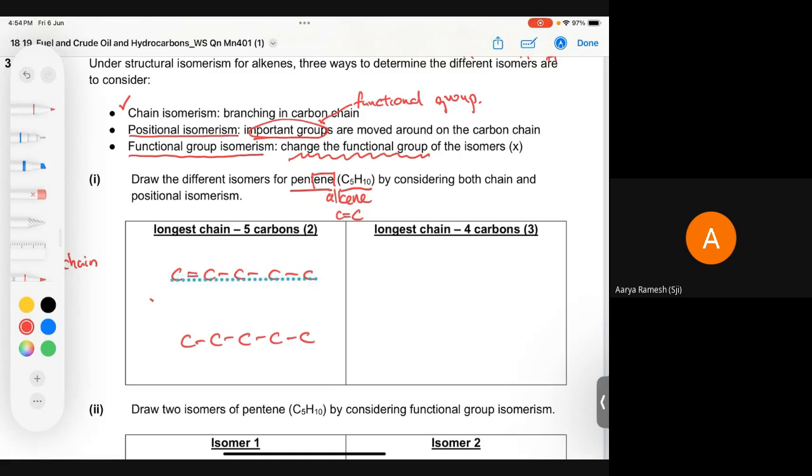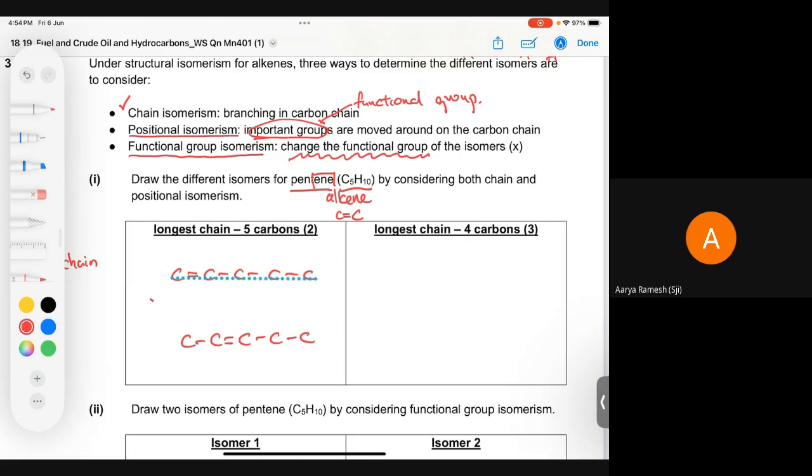Now let's look at the chain at the bottom. If I want a different molecule, an isomer, where would you put the double bond? In the middle? There's no middle. Where's the middle? Or like the second one. Second one. Okay, second one.